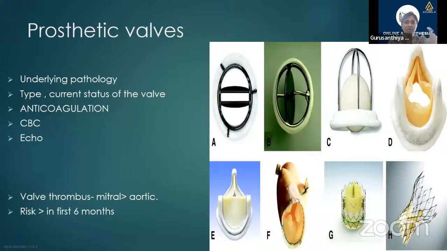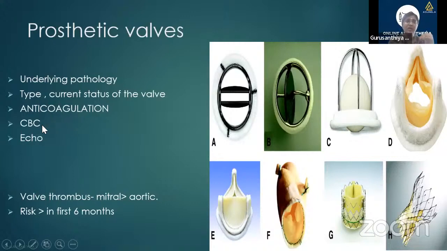In any case of a prosthetic valve patient who presents to us in the perioperative period, you see what the underlying pathology is for which the patient has had the valve replacement. You see the type of the valve, whether it's a mechanical valve or a biological valve. What is the current status of the valve? What is the functional status of the patient following a valve replacement? What anticoagulation is the patient getting, a vitamin K antagonist like warfarin, and what is the targeted INR which the cardiologist aims for?